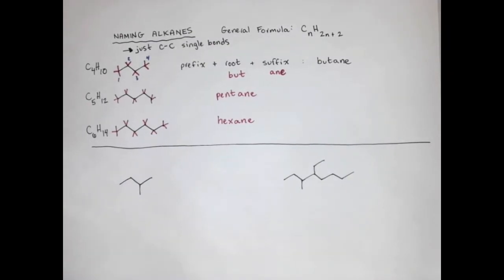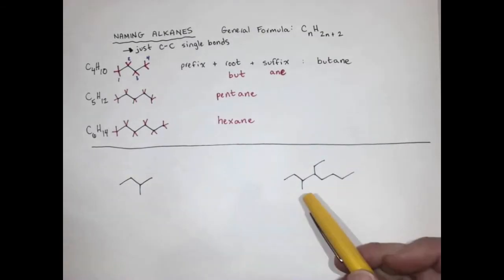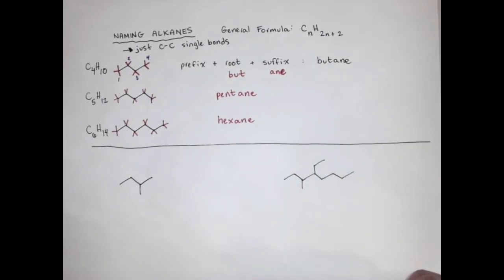So let's figure out what to do with these branches. The first thing we do when we name a hydrocarbon is we find the longest continuous chain of carbons. This will not always be a straight line. Sometimes, because carbons can bend and carbon-carbon single bonds can twist and turn, the longest continuous chain is not always going to be a straight line. It could curve, it could bend upwards. You just need to find the longest continuous chain of carbon atoms.